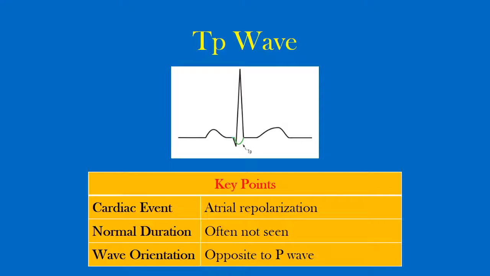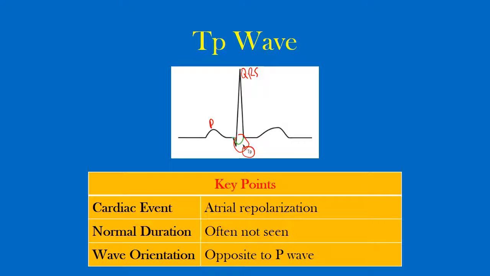Okay, so now let's move on to the TP wave. The TP wave represents atrial repolarization, and it deflects in the opposite direction of the P wave. So again, here's our P wave deflected upward, and here's our TP wave deflected downward. And you will often not see this TP wave because it occurs at the same time as the more powerful QRS wave.